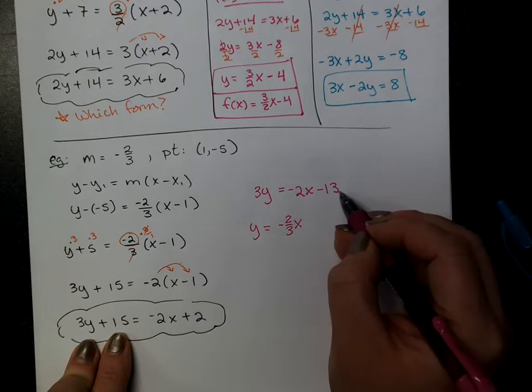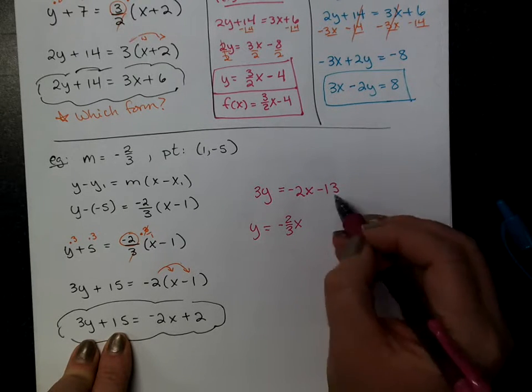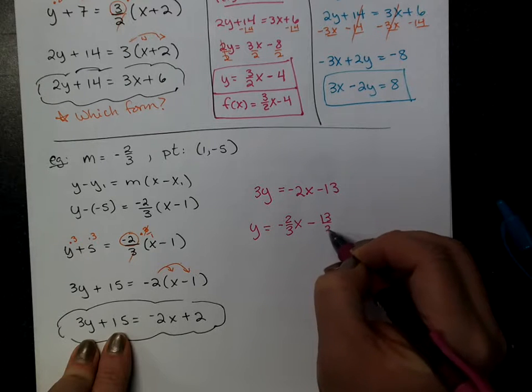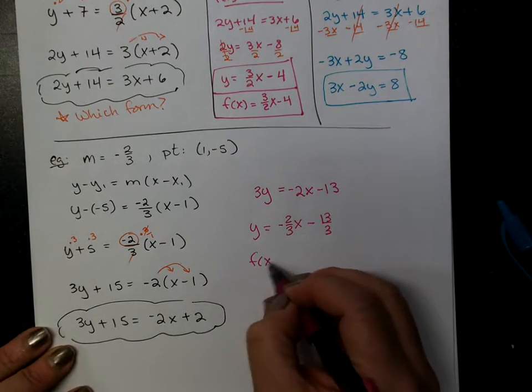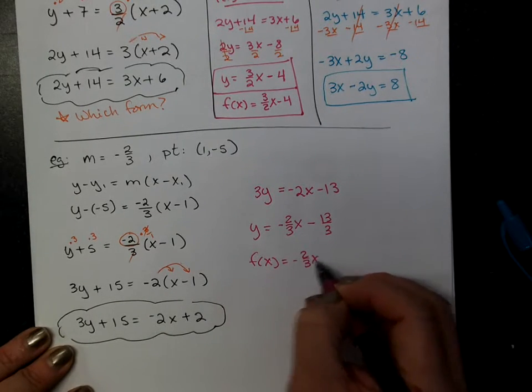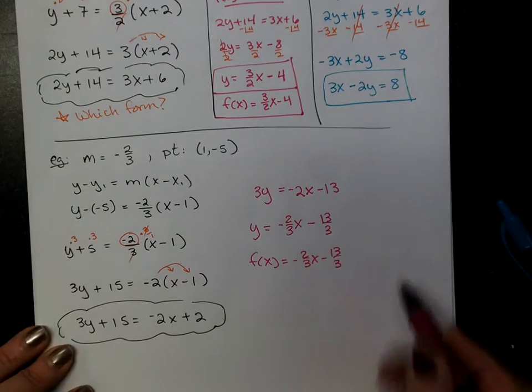And then that's divided by 3, that's divided by 3, and this is divided by 3. And just leave it like that. Lowest term fraction. Okay? Sometimes it'll be an ugly b. Okay? Or f of x equals negative 2/3 x minus 13/3.